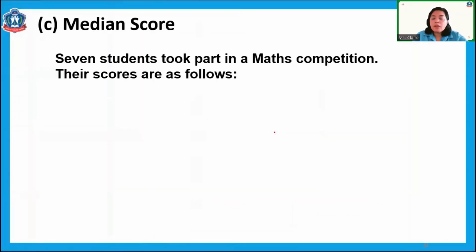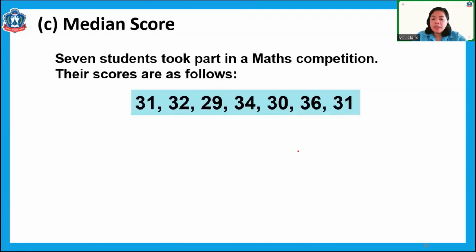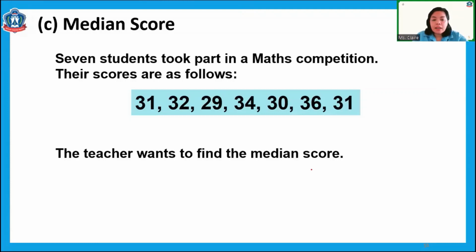Okay, now let's study the median score. What is a median score? 7 students took part in a maths competition. Their scores are as follows: 31, 32, 29, 34, 30, 36, and 31. The teacher wants to find the median score. What comes into your mind when you hear the word median? Yes, the middle or the center score.